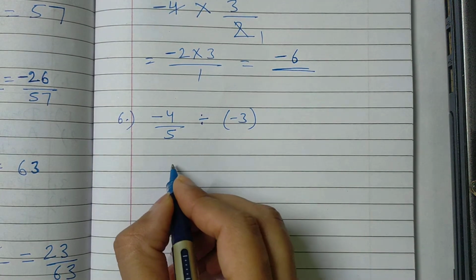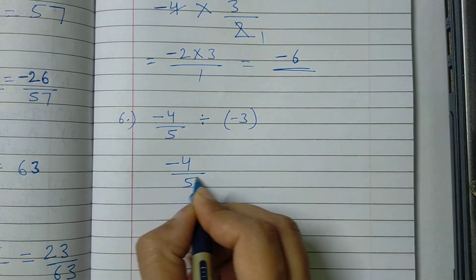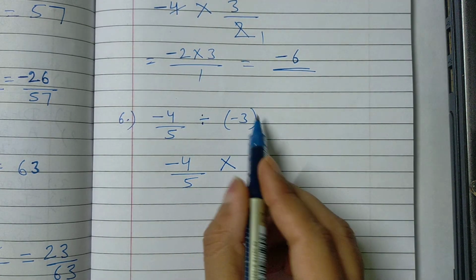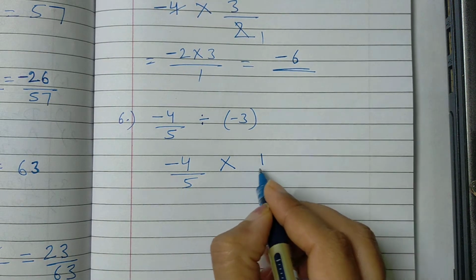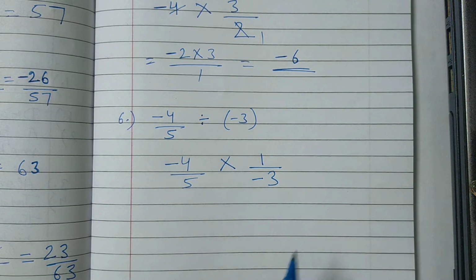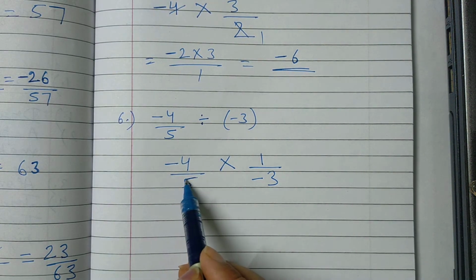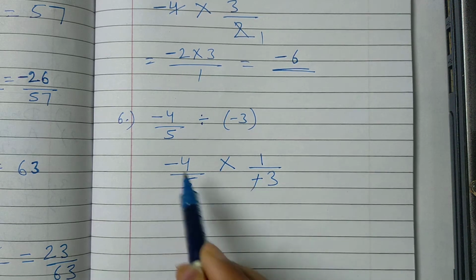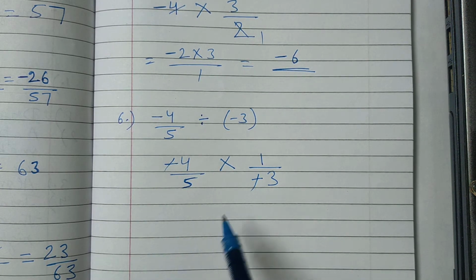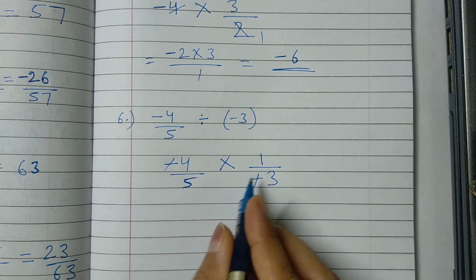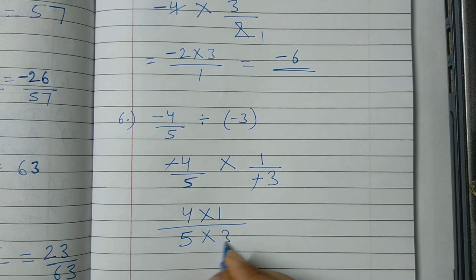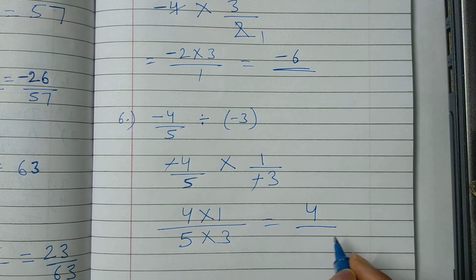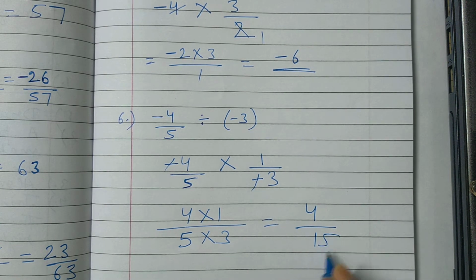One more example. Minus 4 upon 5 multiply. Now the reciprocal of minus 3. The reciprocal of minus 3 will be 1 upon minus 3. This will be the reciprocal. Now you can cut it. The minus sign can be cancelled with the minus sign. Now simply multiply. Numerators 4 multiplied by 1 and denominators 5 multiplied by 3. It will become 4 upon 15. This is the answer.